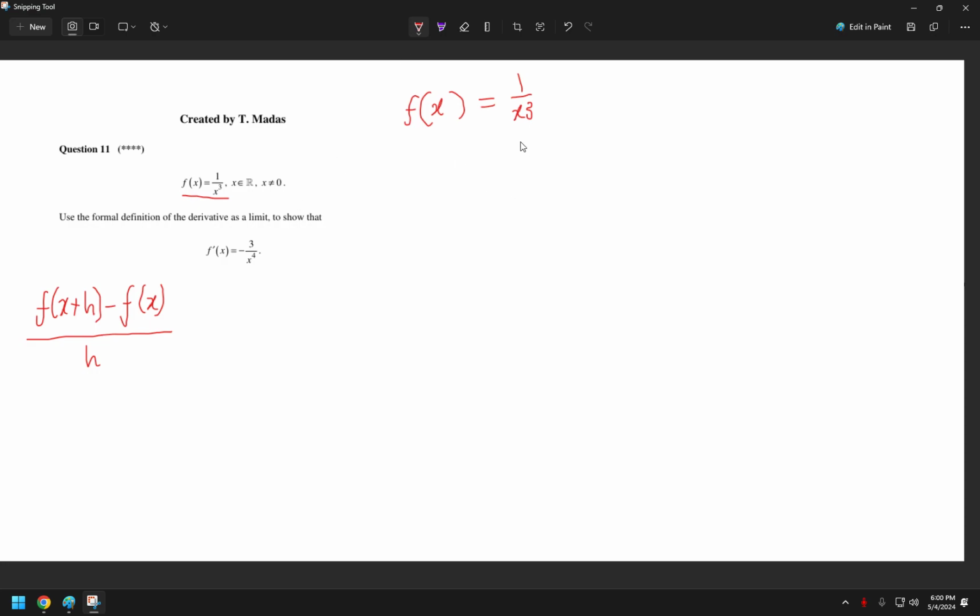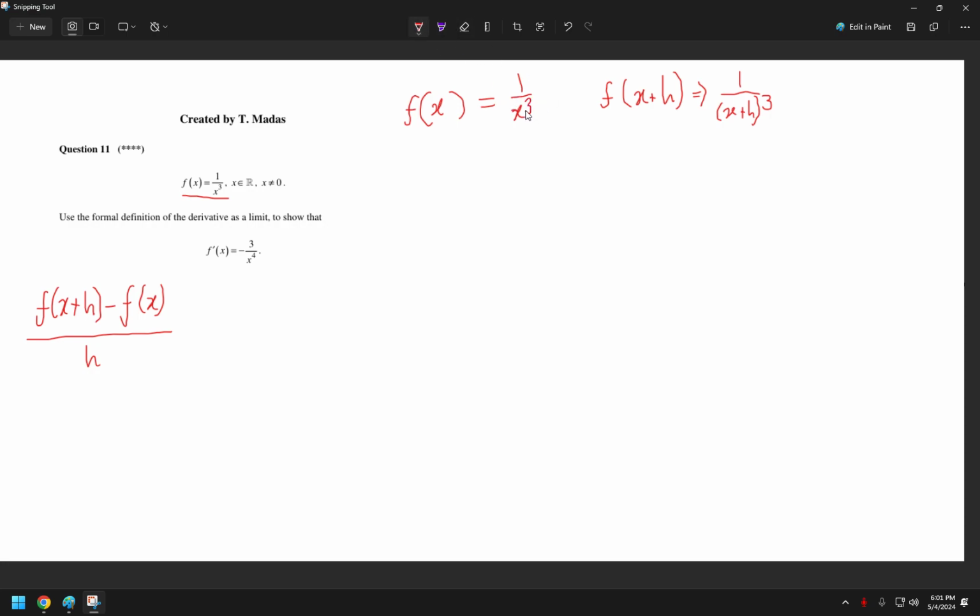Okay, so now I found out what f of x is. I'm going to find out what f of x plus h is. To do that, I'll just write f of x plus h, and this is just the same as saying 1 over x plus h all cubed. So what I'm doing right here is turning the x into an x plus h and putting the power outside the bracket.